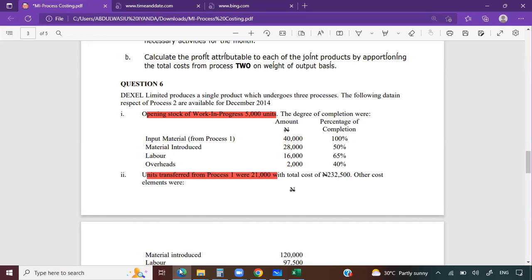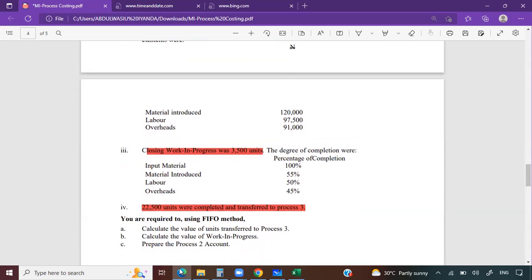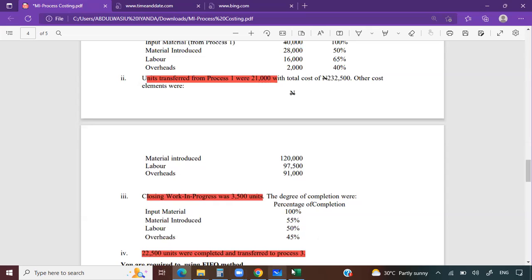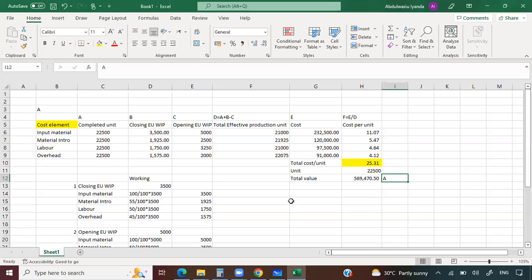And if you are saying that there's some work that is yet to be completed, you also need to give us the degree of completion. The first requirement in this question is that we should calculate the value of inventory that is transferred to process 3. In this company, there are 3 processes: process 1, process 2, and process 3. This information that we are given now is relating to process 2.